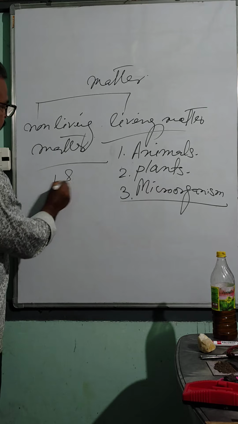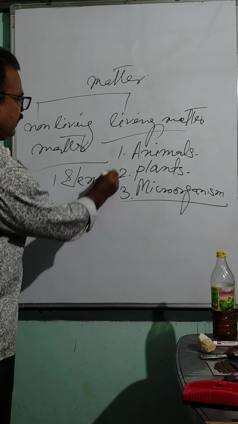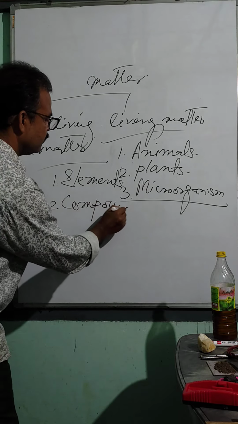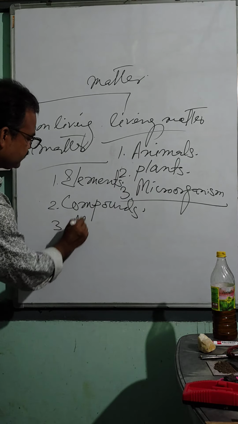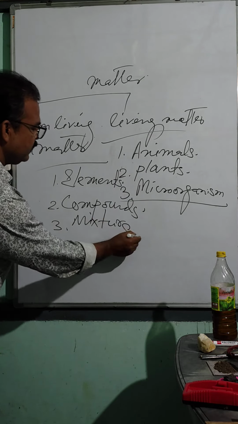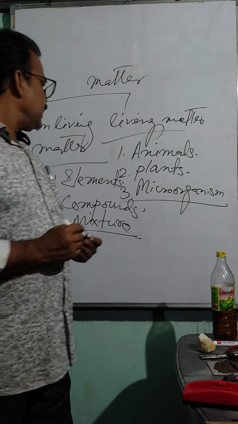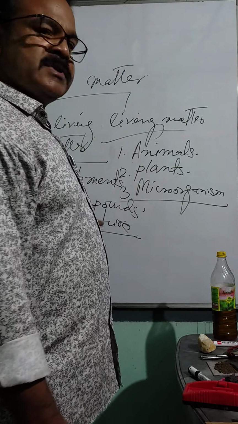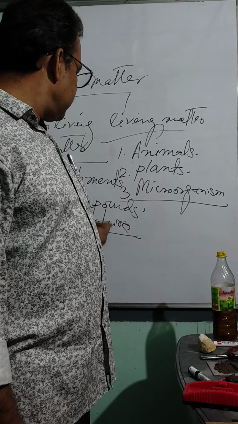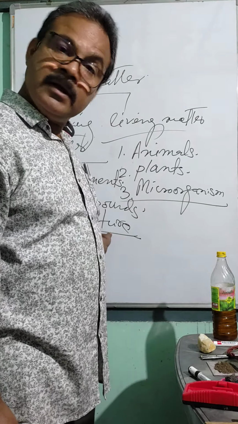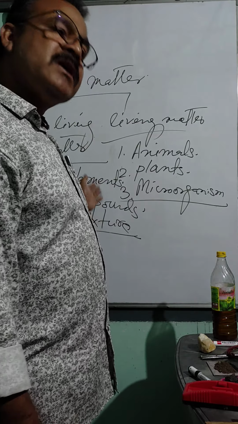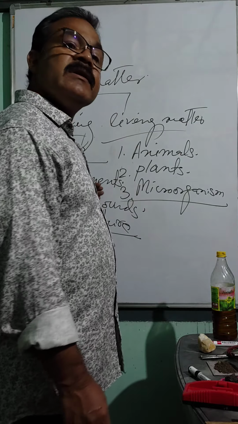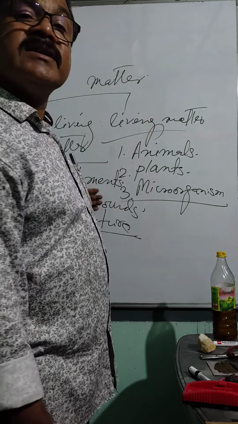That is elements, then compounds, then mixtures. Clear? The non-living matters are broadly classified into three groups, that is element, compound, and mixture. Why are they classified into three groups? Because these three individual groups have different properties from each other.